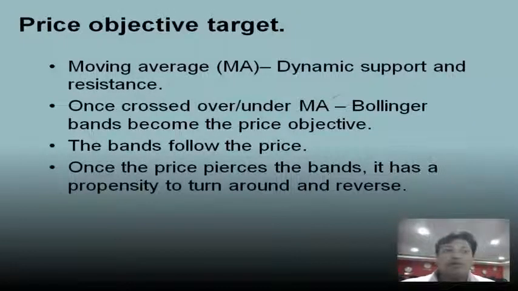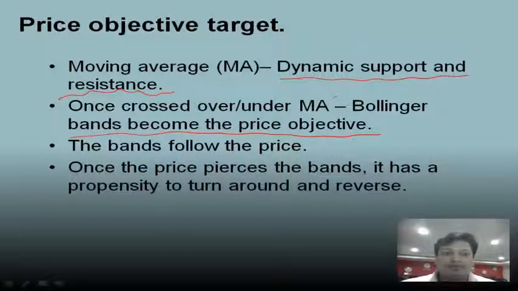So how do you use the Bollinger Bands as price objective targets? First of all, you can use moving averages as the price objective. We all know that moving averages are always dynamic demand and support and resistance zones. Once the moving averages are crossed over, Bollinger Bands become the next price objective.